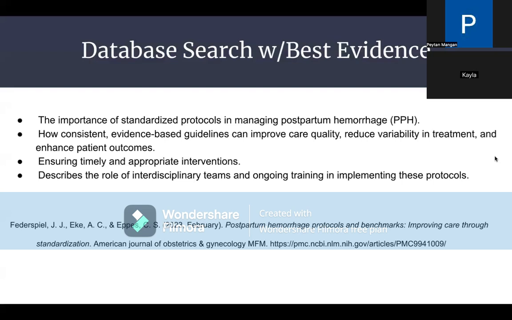Our next article was on postpartum hemorrhage protocols and benchmarks, and it emphasized the importance of standardized protocols in managing postpartum hemorrhage. It highlights how consistent evidence-based practice can improve care quality, reduce variability in treatment, and enhance patient outcomes. The assessment of hospitals' performance in managing postpartum hemorrhage by ensuring timely and appropriate interventions is very important. The article describes the role of the interdisciplinary team and the ongoing training of implementing these protocols effectively to reduce maternal morbidity and mortality. It also shows us our future role as a CNL, and how we'd be able to implement plans to decrease the occurrence of postpartum hemorrhage within our facility.